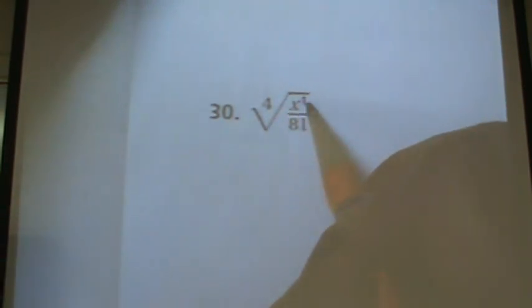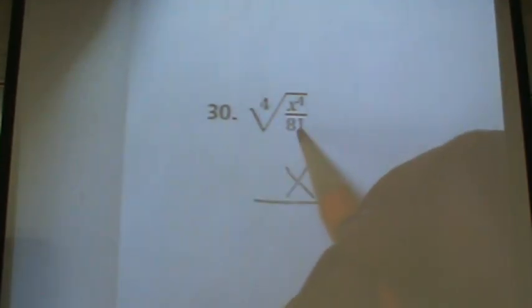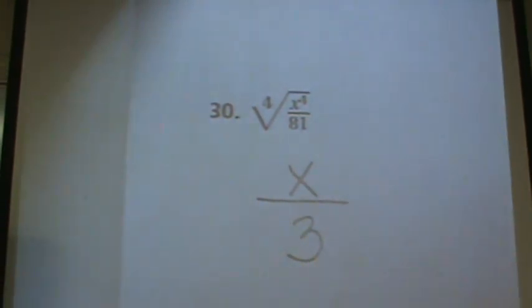Number 30, we want the 4th root of x to the 4th, so it's 4 over 4, which is 1. And what 4 numbers multiply to give you 81? That would be 3.